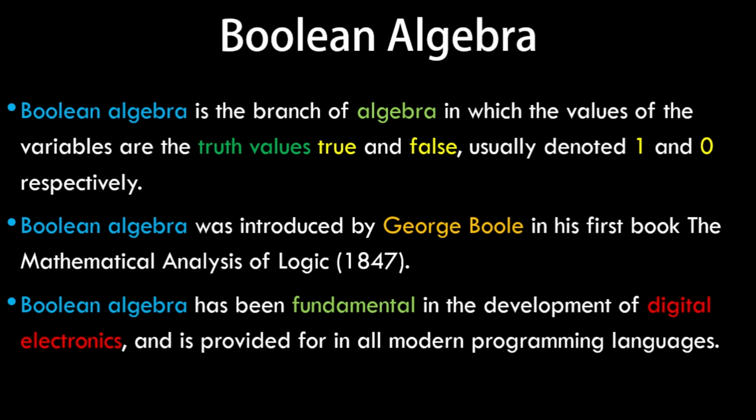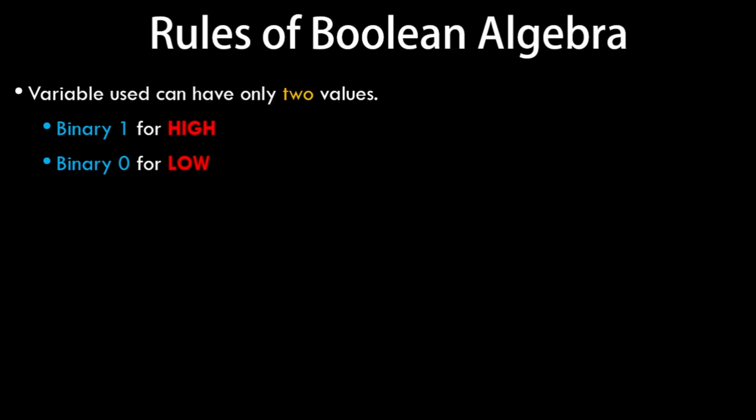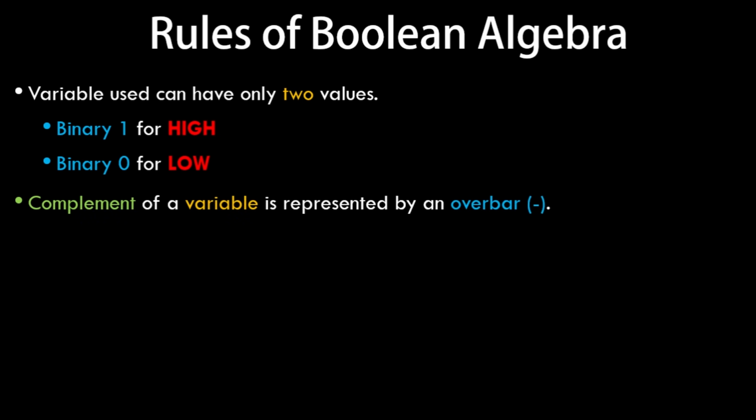So now that you have a good idea about Boolean algebra and its concept, let's take a look at some of the rules of Boolean algebra. Variables in Boolean algebra can only have two values, binary 1 for high value and binary 0 for low. The complement of a variable is represented by an over bar. Now complement is opposite, so the complement of 1 would be 0 and the complement of 0 would be 1.